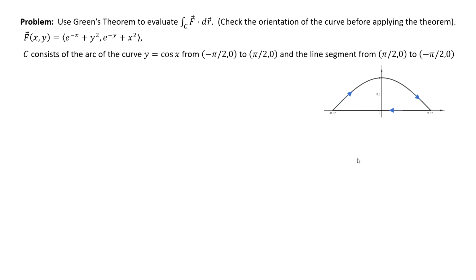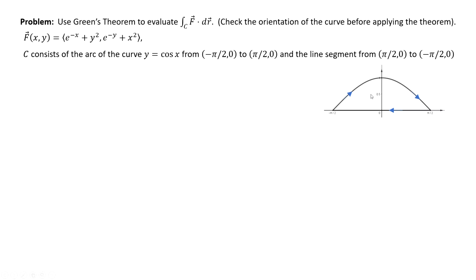Whoa, what's with all this? Okay, good. So use Green's theorem to evaluate this. Oh, and it says check the orientation of the curve before applying the theorem. So we have a vector field that looks like this. Basically, this is a fancy way of saying this is P of x,y and this is Q of x,y. The concept is the same. And what's the curve itself? y equals cosine x from (negative pi/2, 0) to (pi/2, 0), and the line segment from (pi/2, 0) to (negative pi/2, 0).